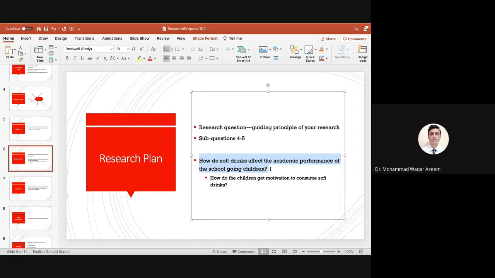How does it happen? Is it the high sugar content which affects it, or is it the carbonated water which affects the internal body functions? What is it? So how requires a detailed response. For that you will have to do some research. You'll have to read some articles written by other people and reach a conclusion that this is how the academic performance is affected.